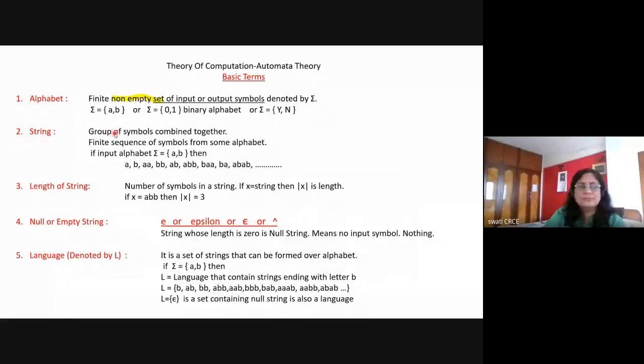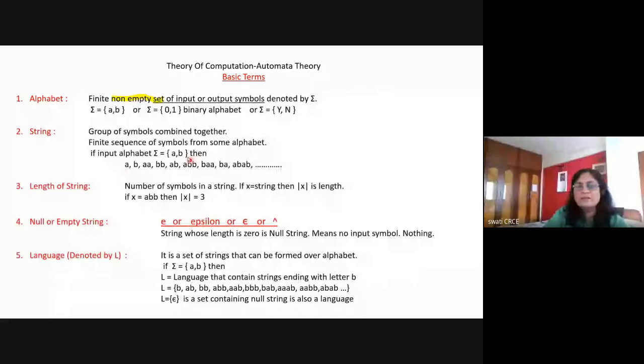String is nothing but a group of symbols combined together. So if your sigma is equal to {a, b}, your input alphabet is a, b. Then your string can be a, or b, or aa, or bb, or ab, or abb. Any combination of a's and b's will give you a string. But the length of the string should be finite. You cannot have an infinite string, but the number of strings which can be generated from this sigma is infinite. So here the dot dot dot are there. You can go on generating any number of strings, but the length of each string is finite.